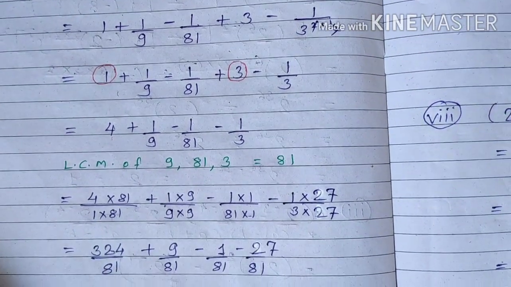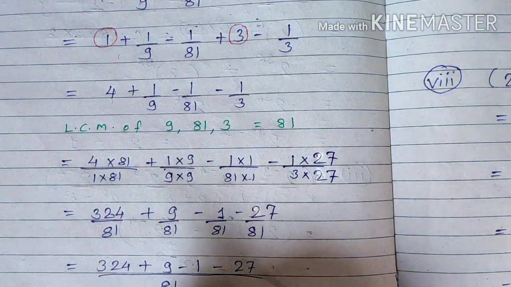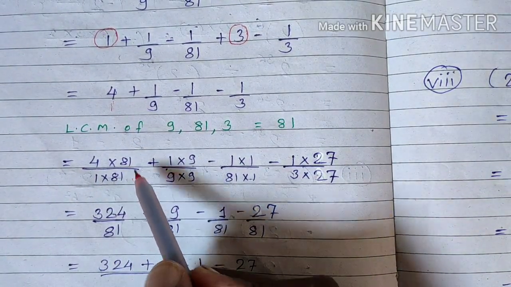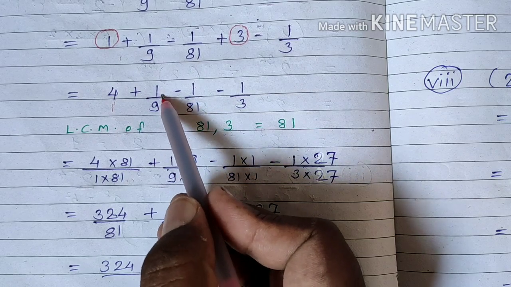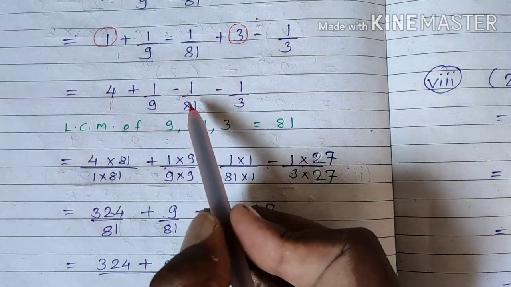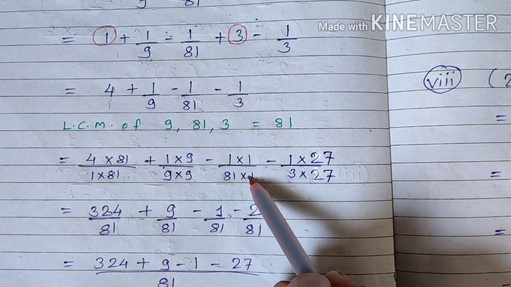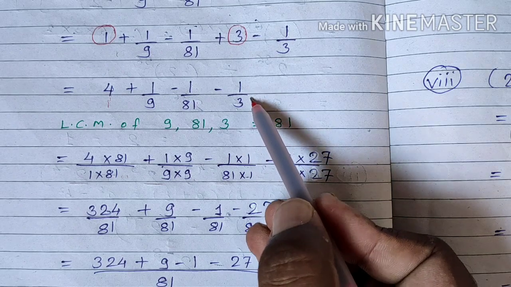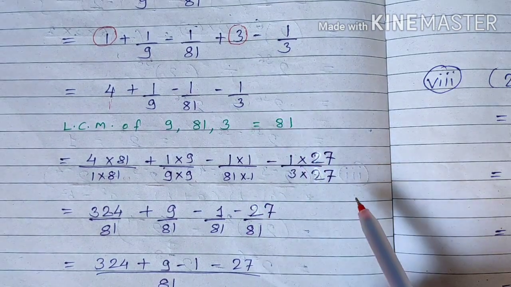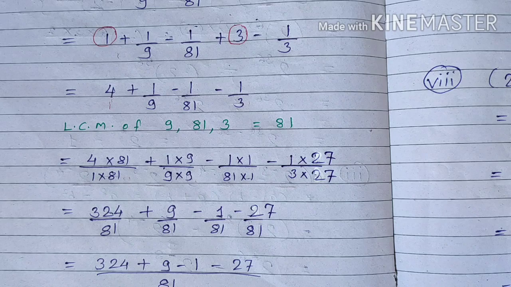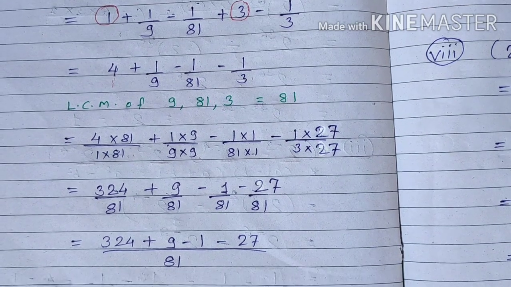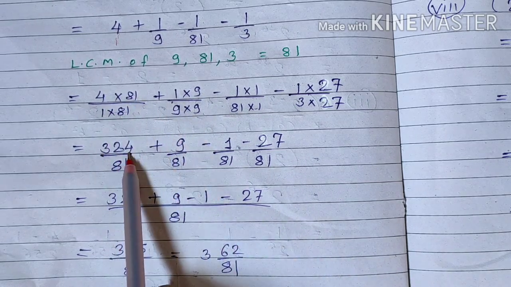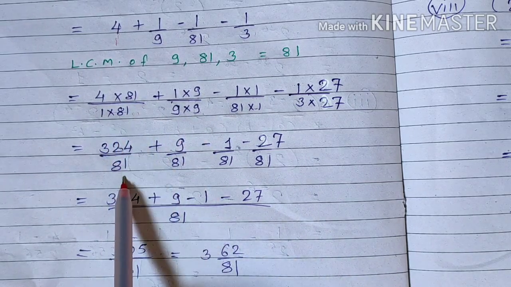So if the LCM is 81, then the first number, both numerator and denominator, is multiplied by 81. Second number, both numerator and denominators are multiplied by 9. It is already 81, so we multiplied it by 1. And 3 multiplied by 27 gives us 81. Therefore, both numbers, numerator and denominators, are multiplied by 27. Understood?